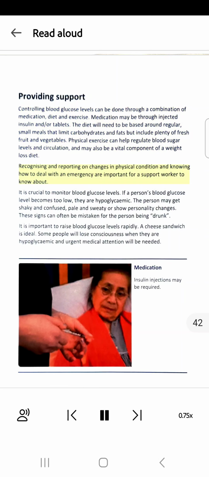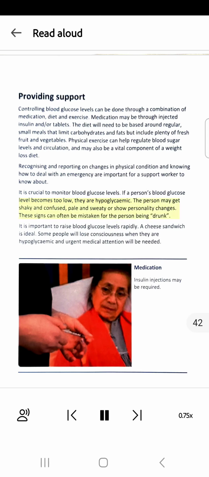Recognizing and reporting on changes in physical condition and knowing how to deal with an emergency are important for a support worker to know about. It is crucial to monitor blood glucose levels. If a person's blood glucose level becomes too low, they are hypoglycemic.